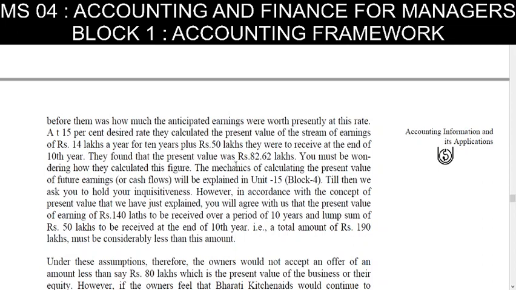They found the present value was 82.62 lakhs, means 83 lakhs. For every year they are expecting 14 lakhs, and at the end they are expecting another 50 lakhs. All these values are discounted at a 15% discount rate, and they estimated the present value to be 83 lakhs. Okay.